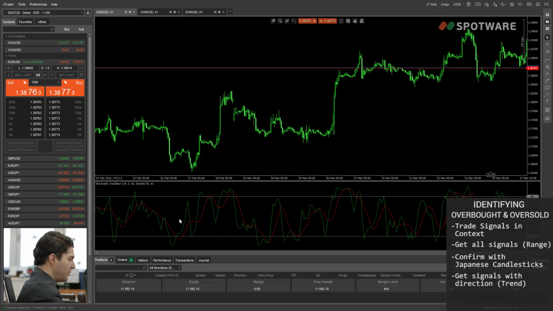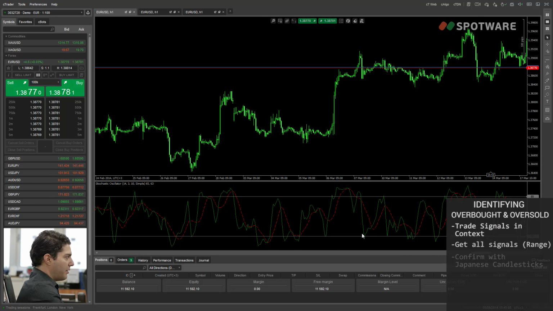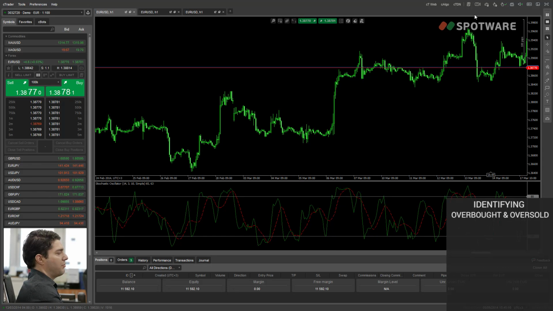So in this case, you should be taking this signal and this signal, and or this signal. All those signals are going to be successful because they are in the direction of the trend.